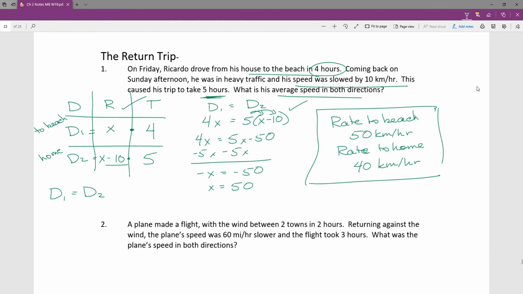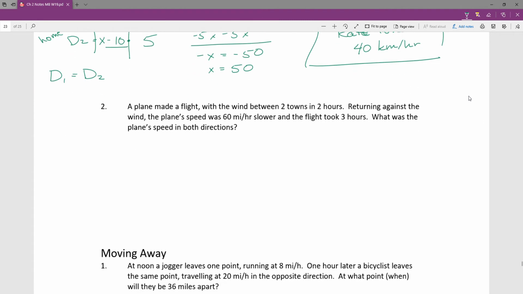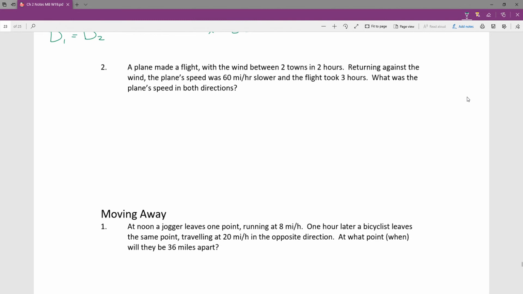So let's practice doing another one of these. It's still a return trip, but even getting some familiarity with the chart and filling that out, as soon as it's a motion problem, they all fit this DRT chart. So this question is about a plane, and it's going to go between two cities. So it's going to go with the wind and then turn around and go against the wind.